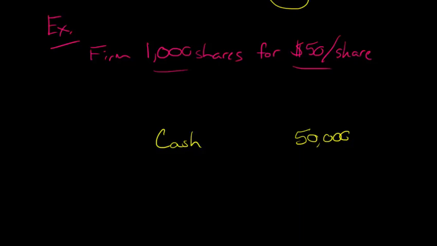Now we need a debit to make this balance, right? We need something right here. Well, what do we debit? We debit treasury stock. And treasury stock affects the stockholders' equity section of the balance sheet.